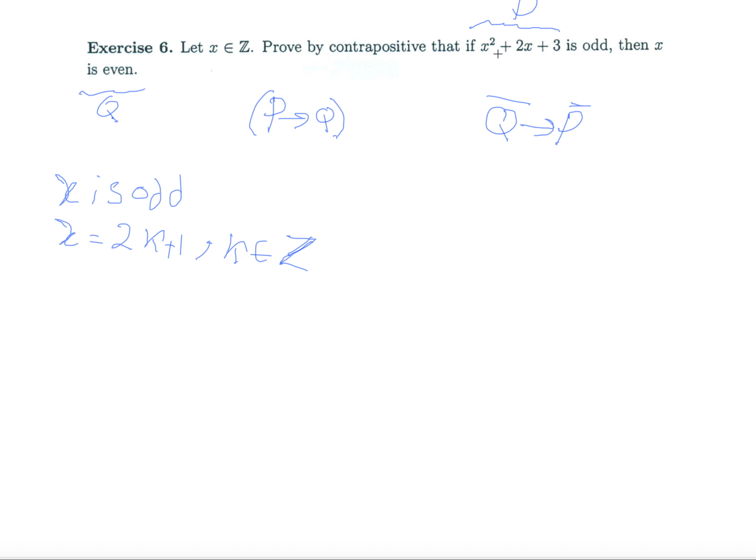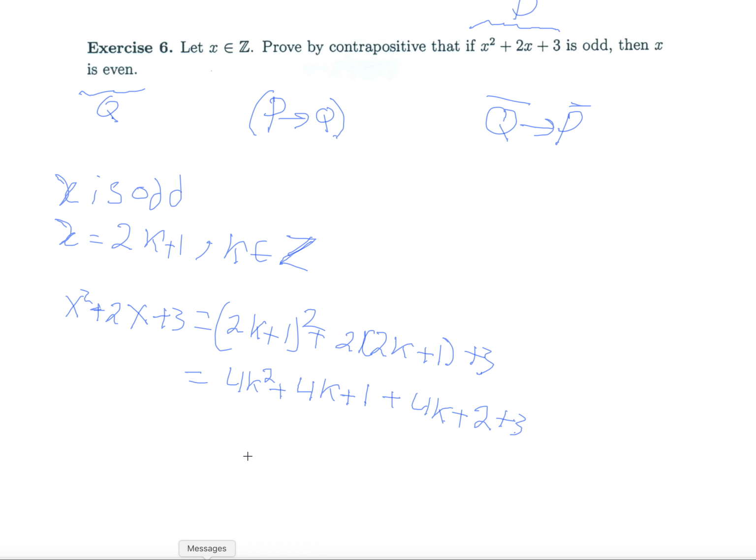We replace each x in p by 2k plus 1, and then we factorize and simplify, doing all of the algebraic manipulation to reach that this expression, which is p, is even. So we say x squared plus 2x plus 3 equals (2k plus 1) squared plus 2 times (2k plus 1) plus 3.